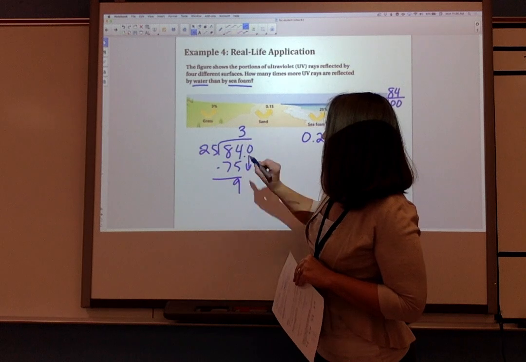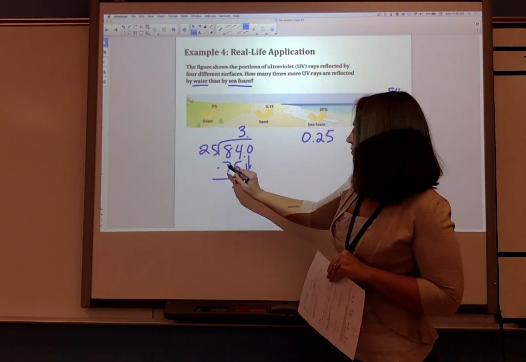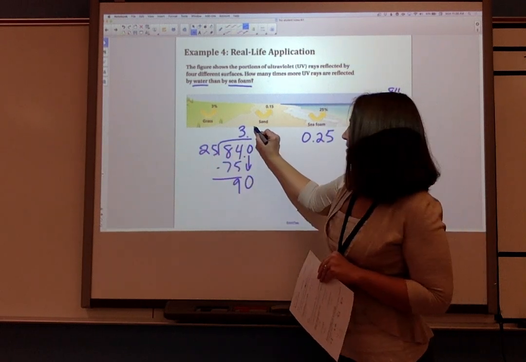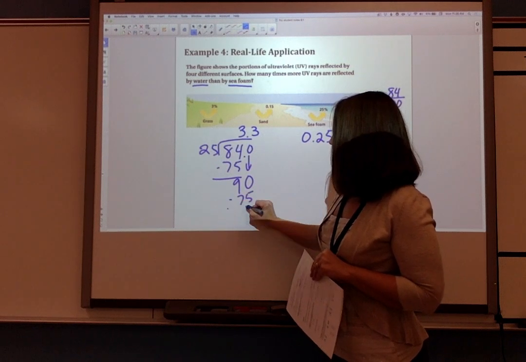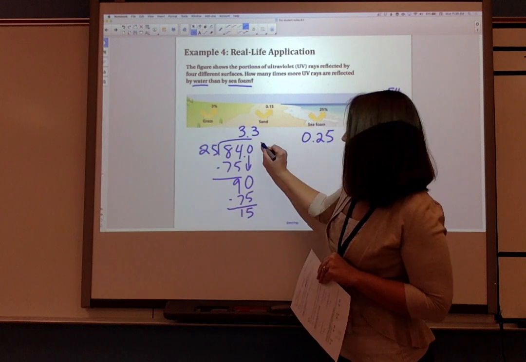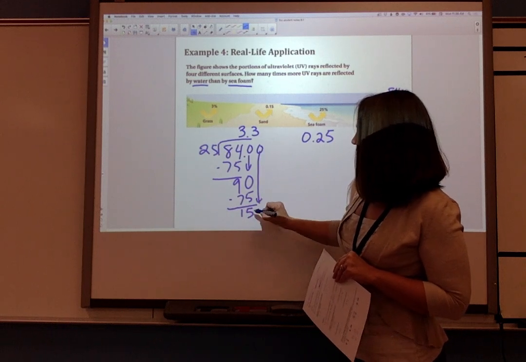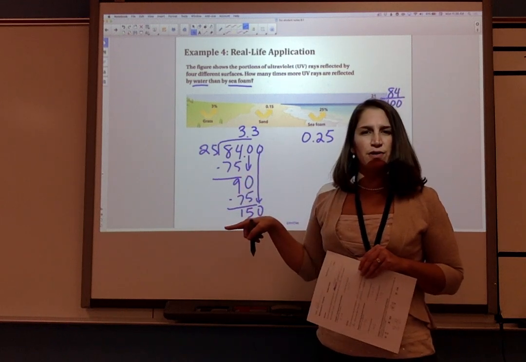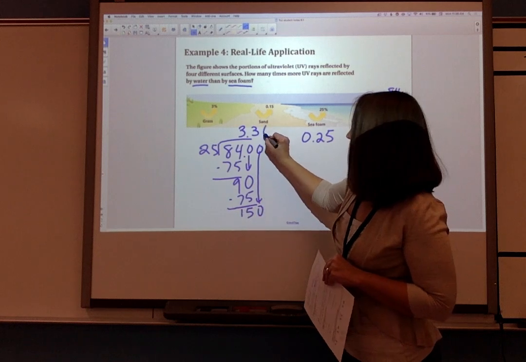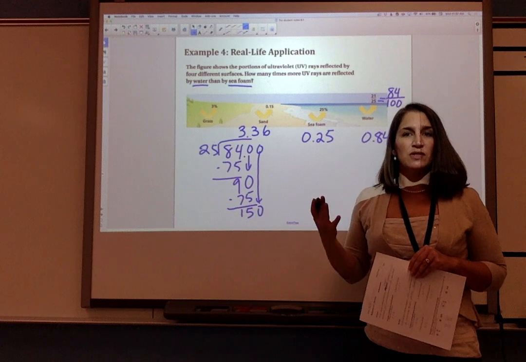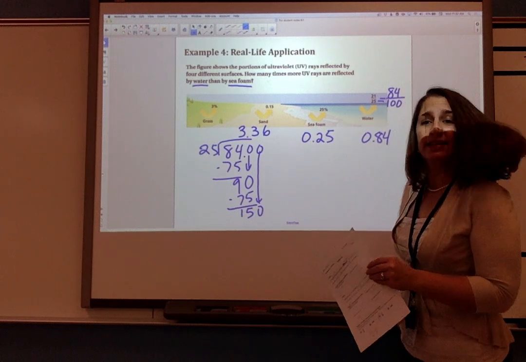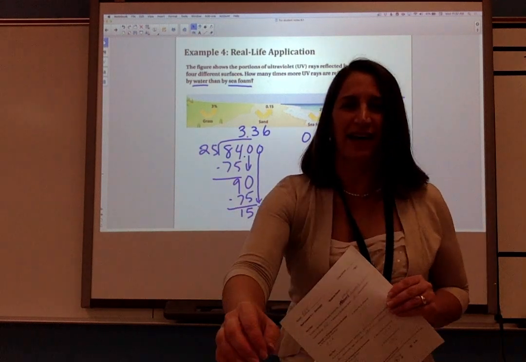I'm going to put a decimal right here. Bring down our 0. 25 goes into 90 3 times. That's 75. We have 15. We'll add another 0. And then 25 goes into 150 exactly 6 times. So it's 3.36 times as reflective. All right, that's it. Go ahead and try a few on your own, and I will see you soon.